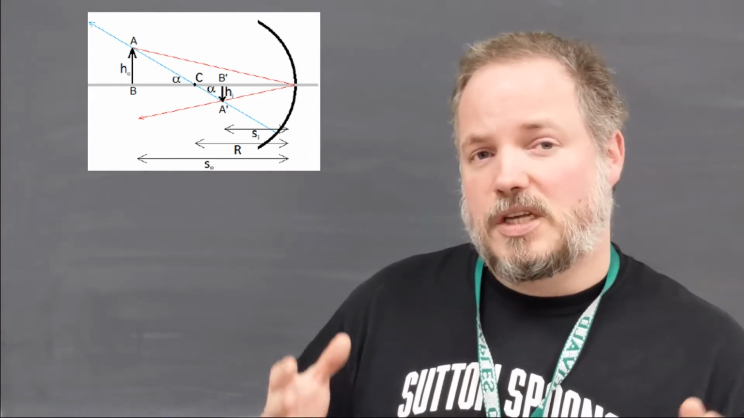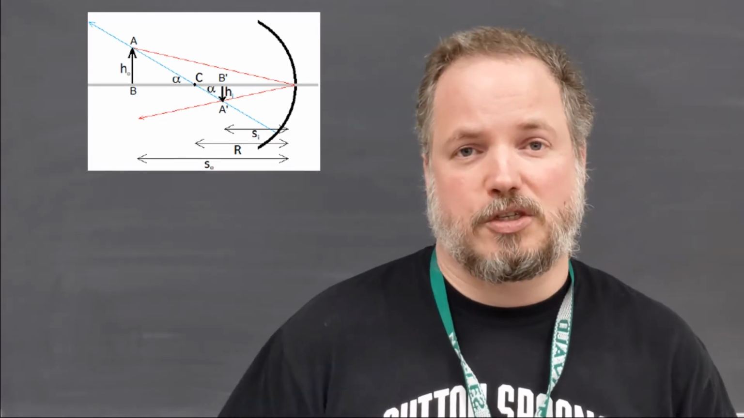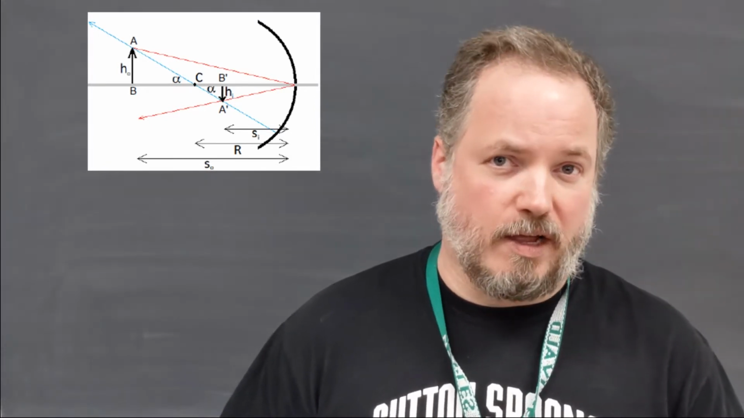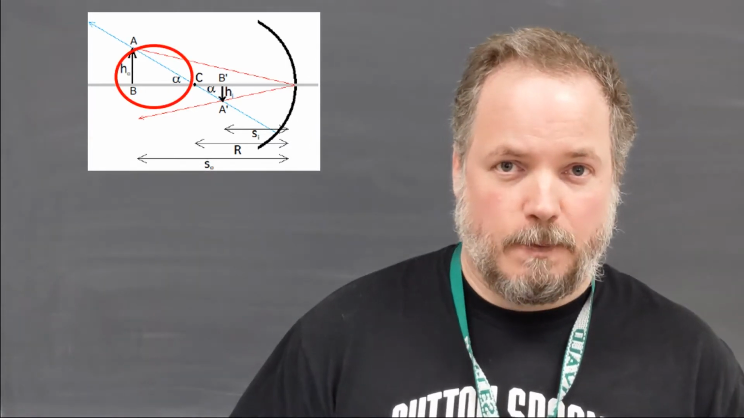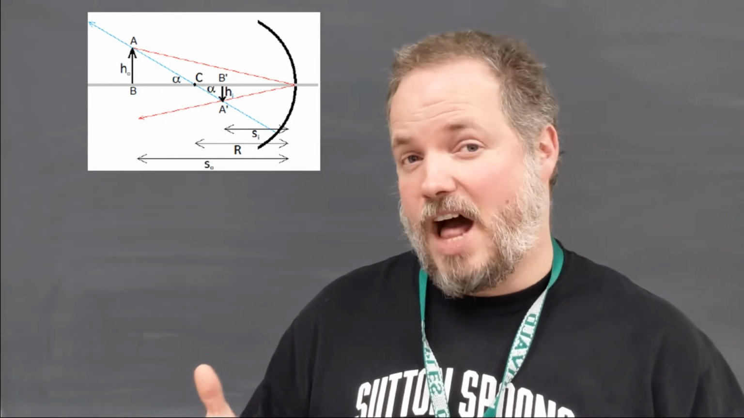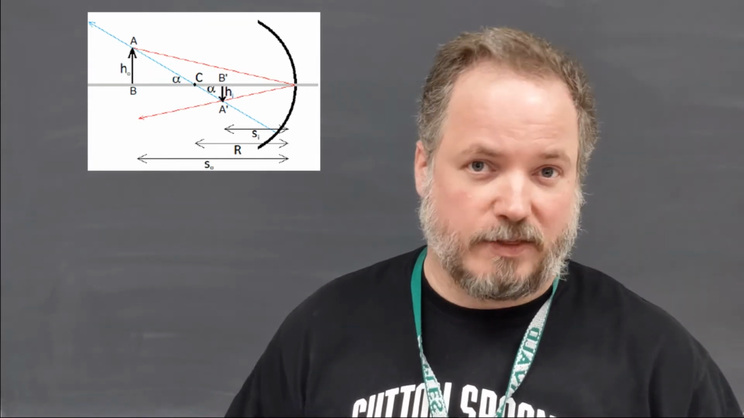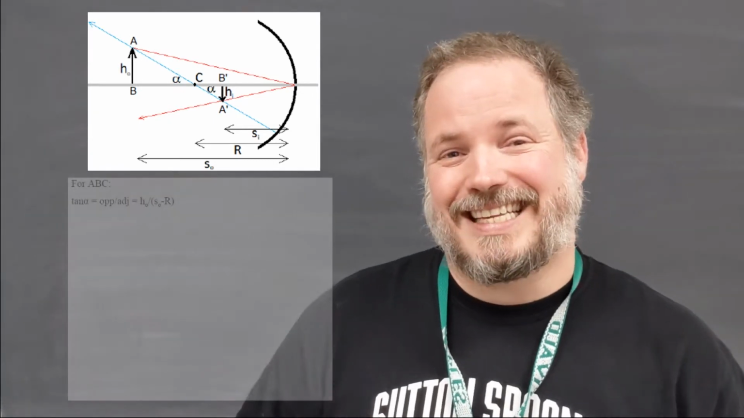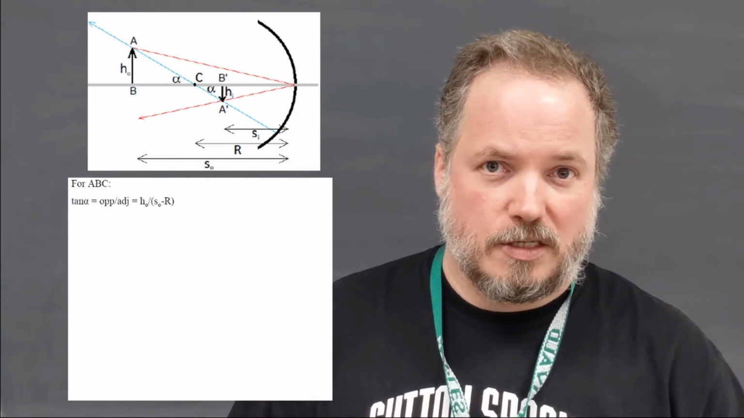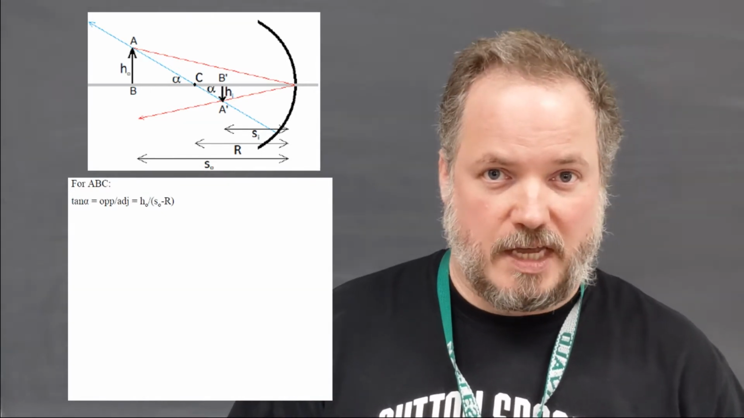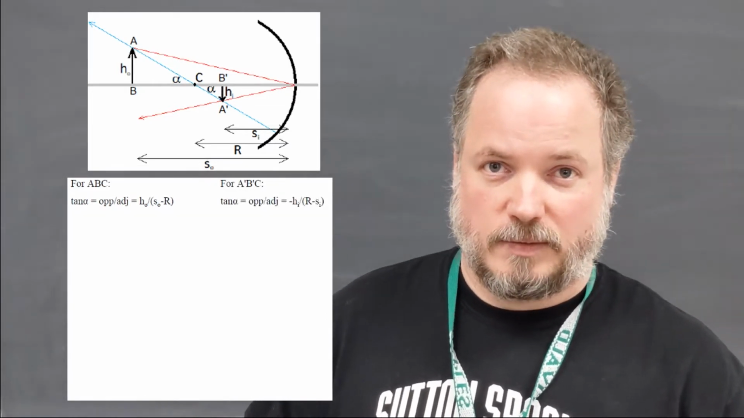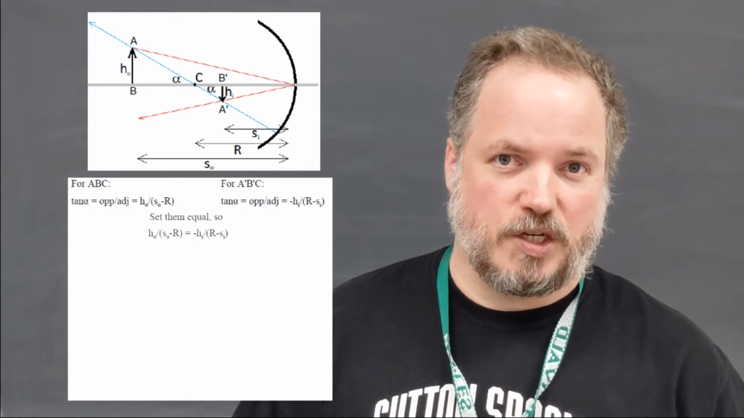The other one is straight through the center of curvature, hitting and bouncing straight off because it's hitting at the normal. This sets up two triangles, ABC and A prime, B prime, C prime. These triangles have an angle alpha in common. They have to be congruent, right? Those are alternate interior angles. Let's take the tangent of alpha for each one. Tangent is opposite over adjacent. So we have opposite over adjacent for ABC, and opposite over adjacent for A prime, B prime, C prime. Let's set those equal to each other.